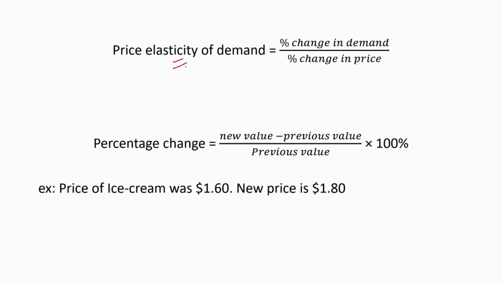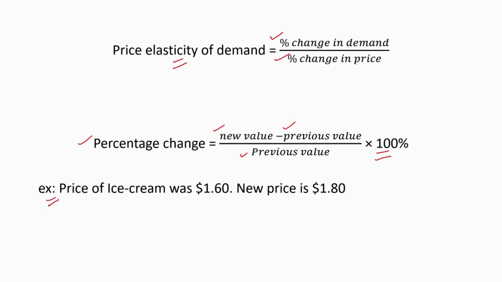This is the formula to calculate the price elasticity of demand: the percentage change in demand divided by the percentage change in price. Always remember to use the percentage change. How can we calculate the percentage change? The percentage change equals the new value minus the previous value, divided by the previous value, then multiplied by 100%.